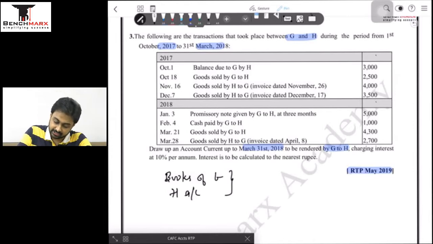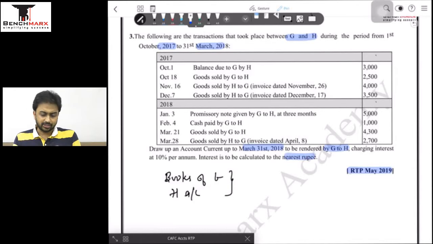Okay. Interest is 10% and interest to be taken up to nearest rupees. So as usual, we'll have the regular 6 columns on debit side and 6 columns on the credit side. That is date, particulars, amount, due date, number of days, and product. They haven't mentioned interest method or product method, so we always prefer the product method.